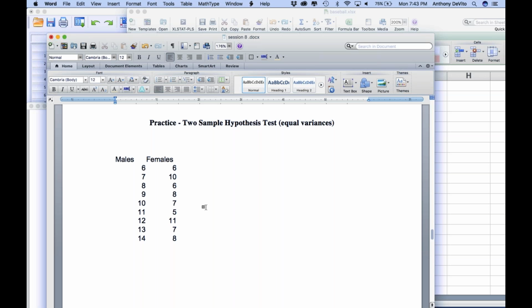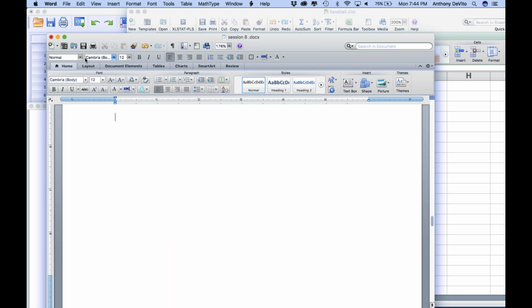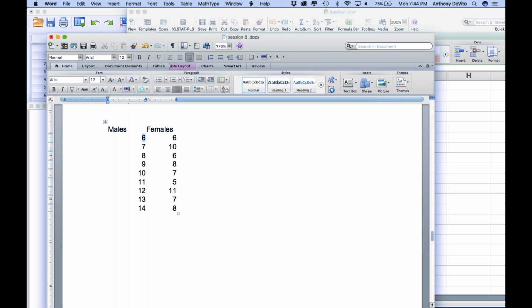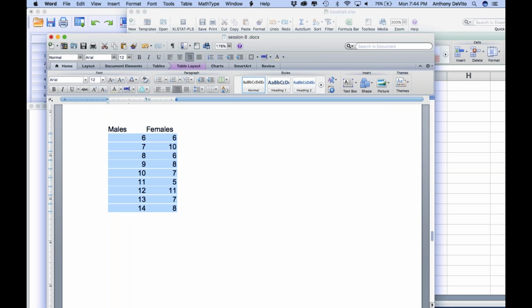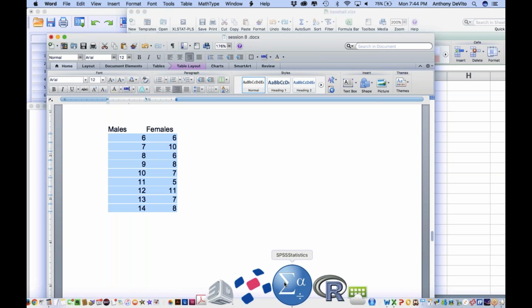Here's a two-sample hypothesis test. I'll tell you what, let's take this, just for the hell of it, just to close out the night. Let's copy this. Let's go back to SPSS.